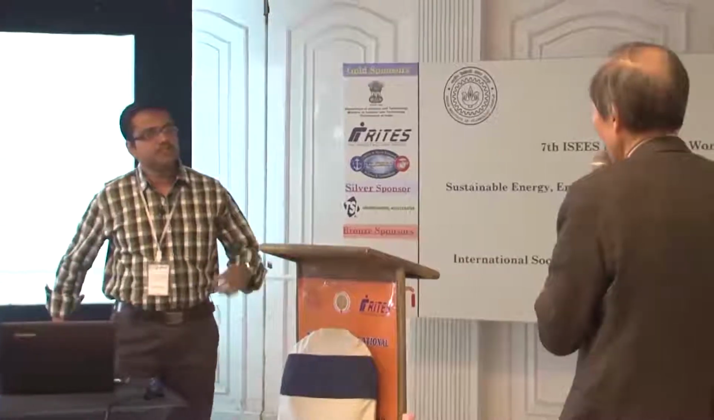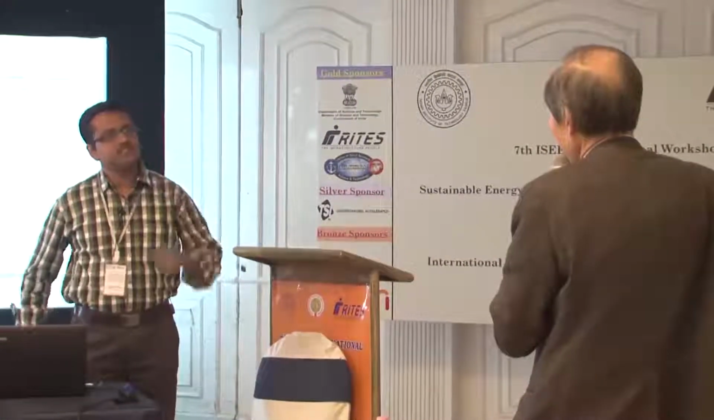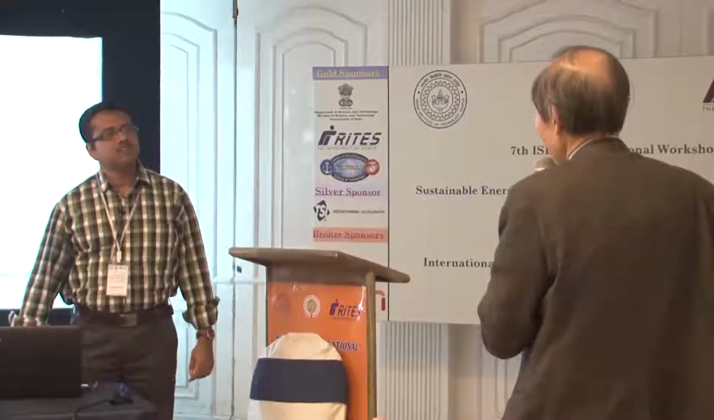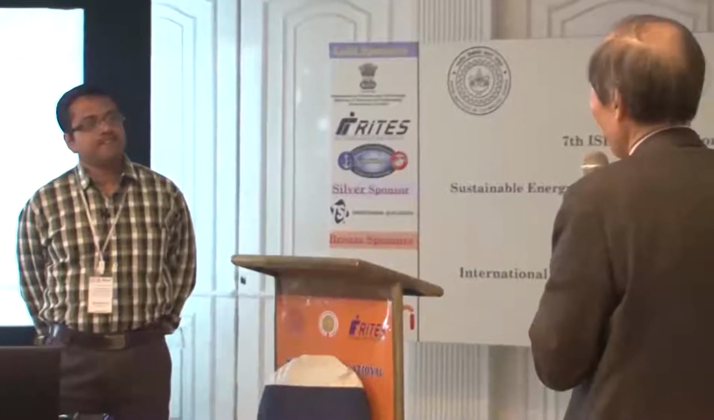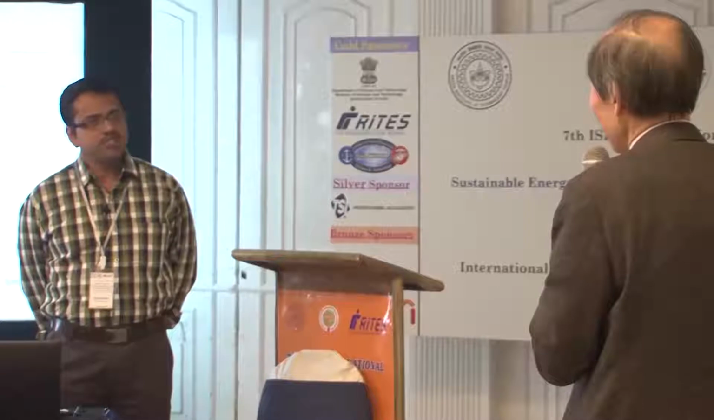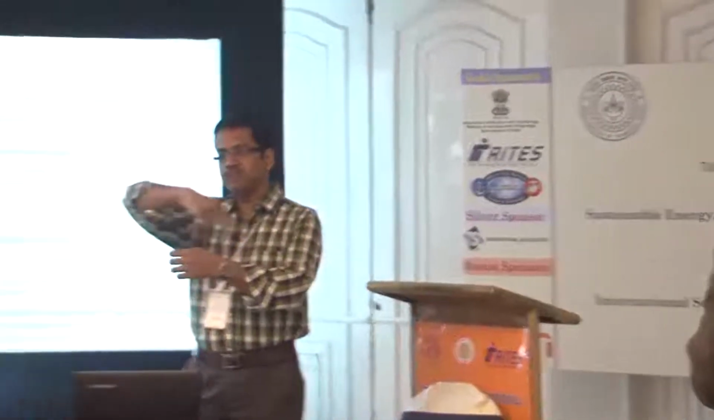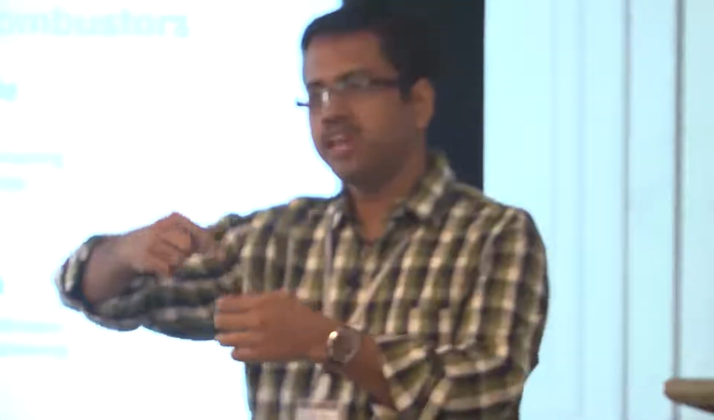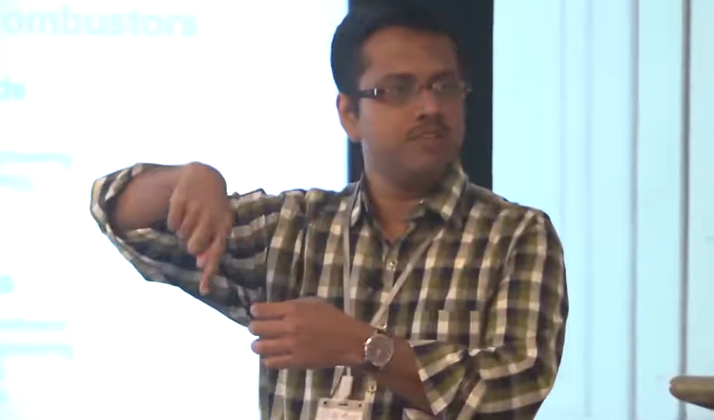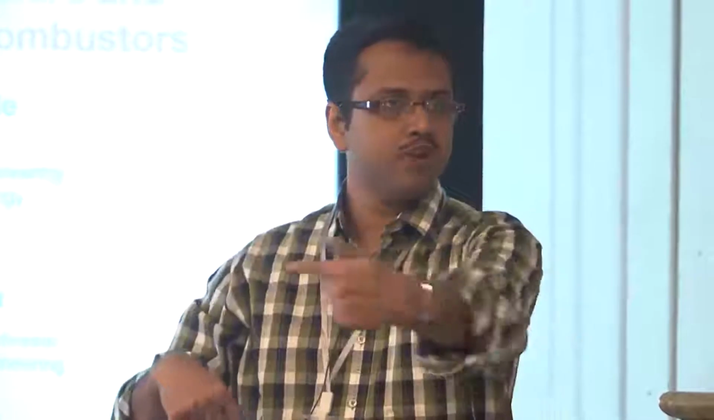What is the difference between the Rossby number and the swirl number? How do you measure them? We use a horizontal plane PIV. You can also do it through anemometry, and you can measure the U theta component. That basically gives you the swirl number effect.